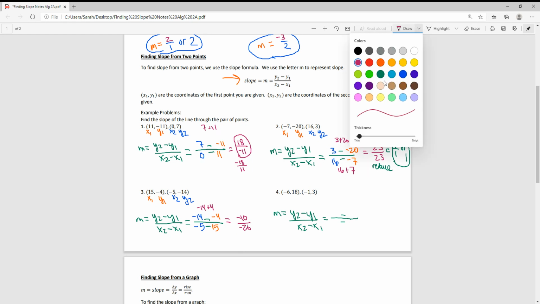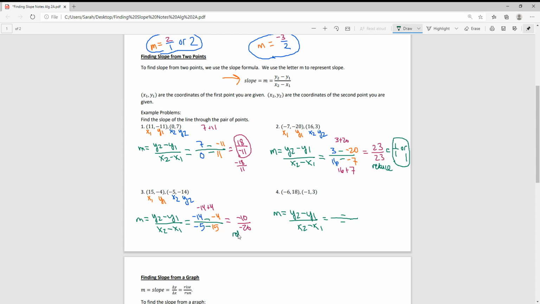This is another one that can be reduced. First of all, negative divided by negative is positive, and I can divide both numbers by 10. 10 divided by 10 is 1. 20 divided by 10 is 2. So my best final answer when I reduce it is 1/2.